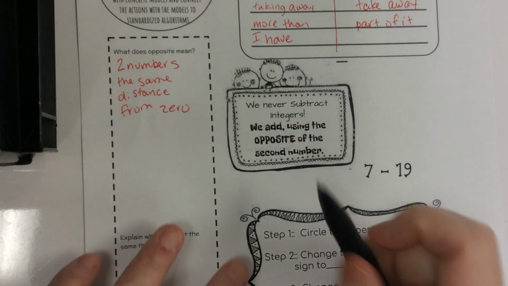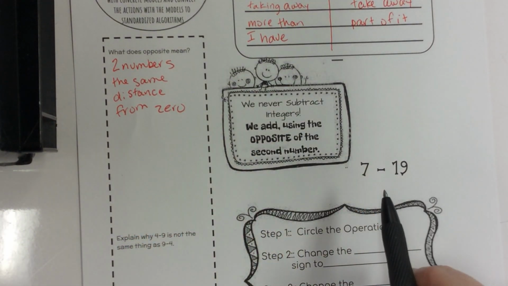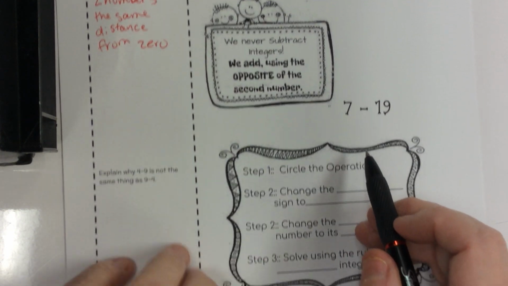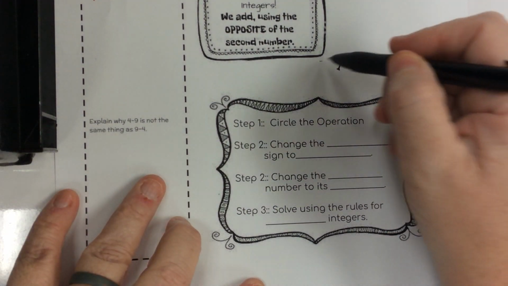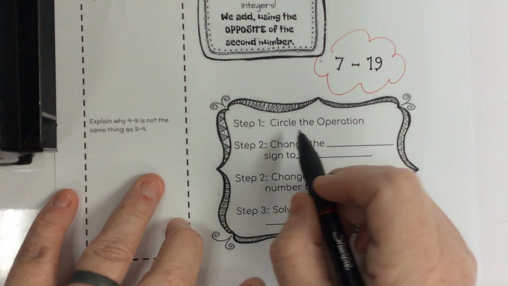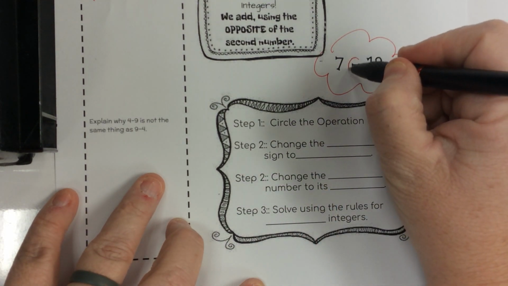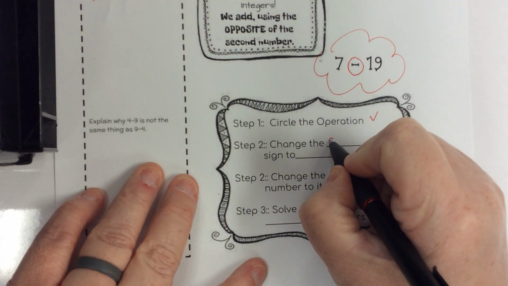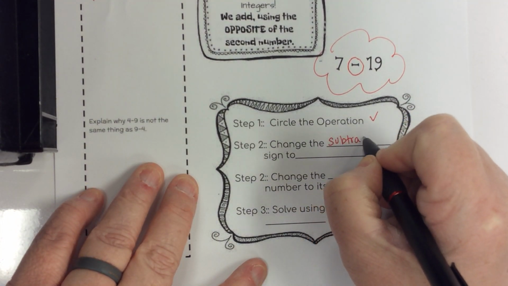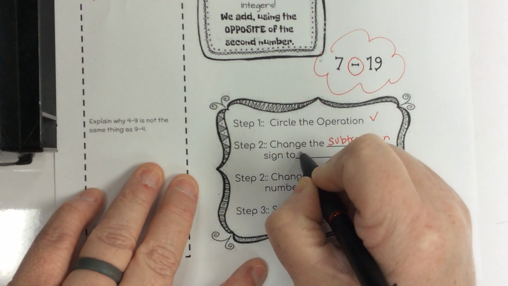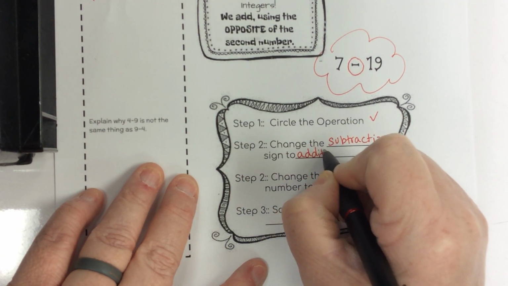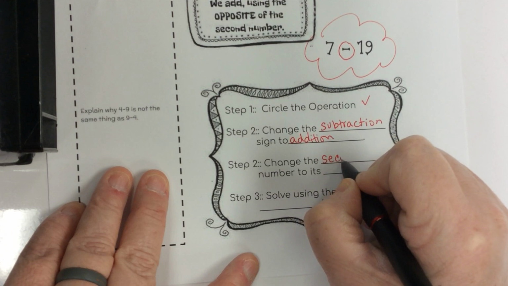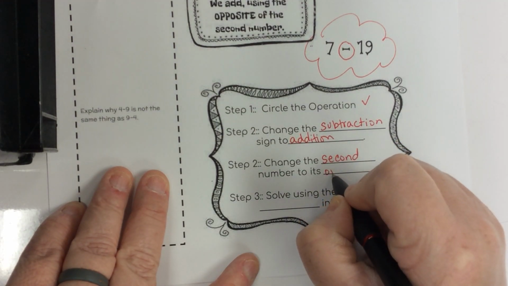Now, a couple of things, a little bit of rules here. We never ever subtract integers. Instead, we just add them using the opposite of the second number. So here are our rules, and here's our example problem, okay? First thing is circle the operation. Done. Check. Okay, change the subtraction sign to addition. Then we're going to change the second number to its opposite.